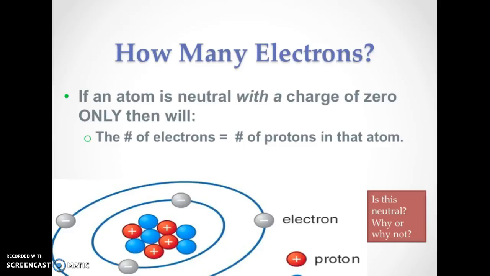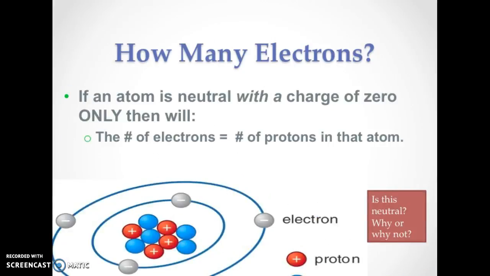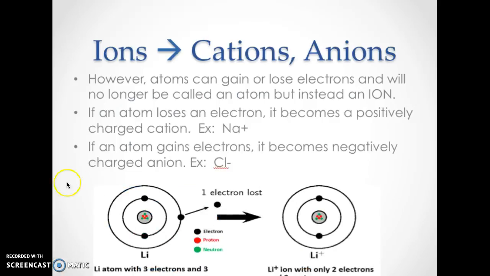How about electrons? How many electrons will you have? The number of electrons is equal to the number of protons if the atom is neutral, meaning that it doesn't have any charge. So let's look at that. A lithium, for example, let's look here. Lithium has 3 electrons, and that is considered neutral. Okay, but okay, let me step back.